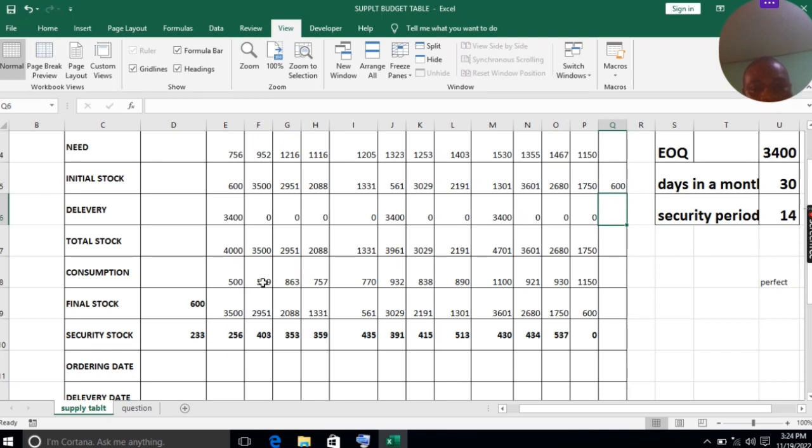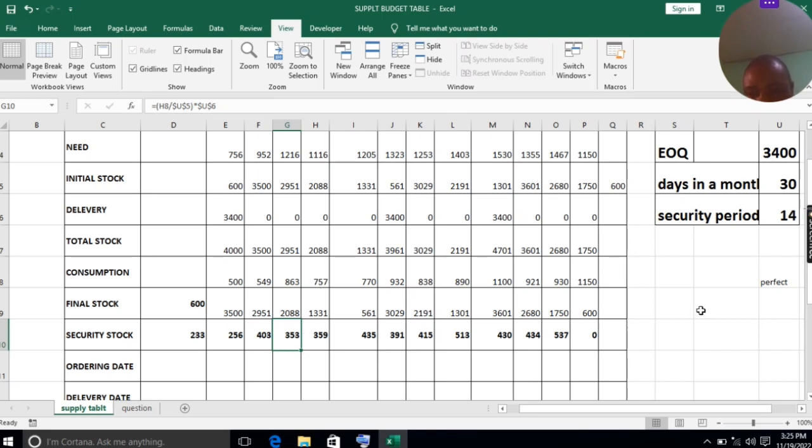I took 5,549 divided by 30 times 14 days. So you always take the consumption of the next month divided by 30 times 14 days for the month before. So that's how I did the calculation. Like here, if you look at it, here is 757. That's consumption for the next month divided by 30 times 14.